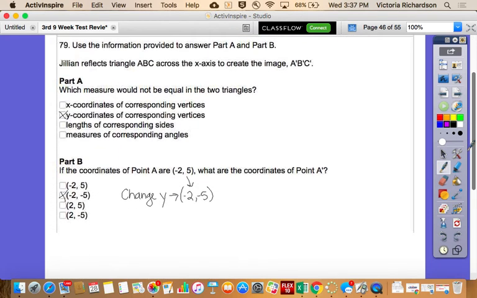Number 79, it says use the information provided to answer part A and part B. Jillian reflects triangle ABC across the x-axis to create the image A prime, B prime, C prime. Anytime you reflect across the x-axis, you have to change the sign of the y coordinate, so if I have -2, +5, that's going to change to -2, -5. So your answer would be B on part B.